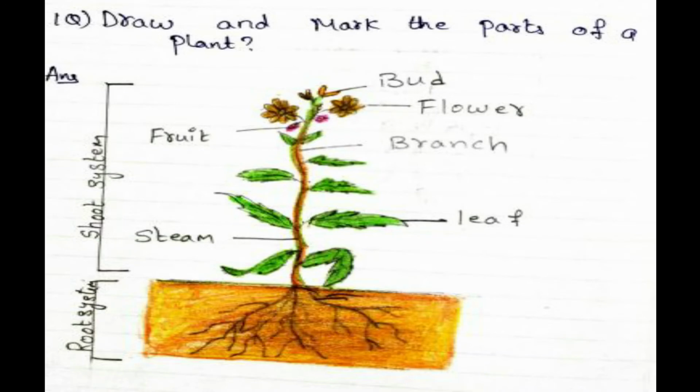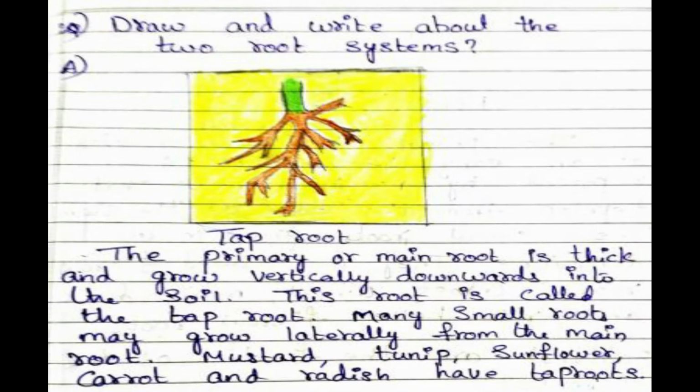Next, we discuss the question answers. First question, draw and mark the parts of a plant. And the answer is, refer page number 203. Second question, draw and write about the two root systems. Taproot. The primary or main root is thick and grows vertically downwards into the soil. This root is called the taproot. Many small roots may grow laterally from the main root. Mustard, turnip, sunflower, carrot, and radish have taproots.